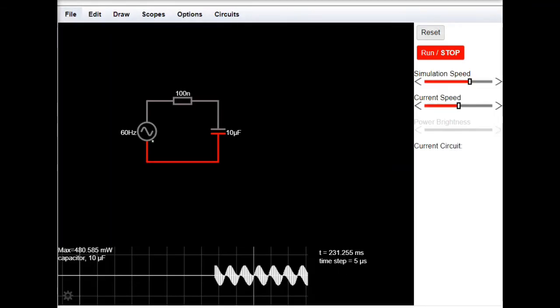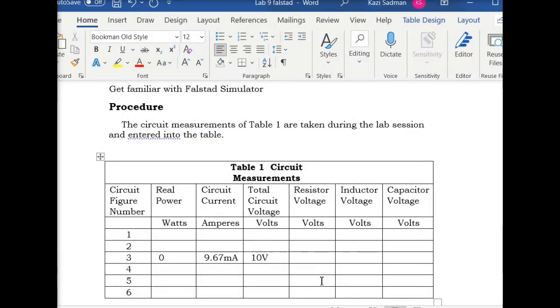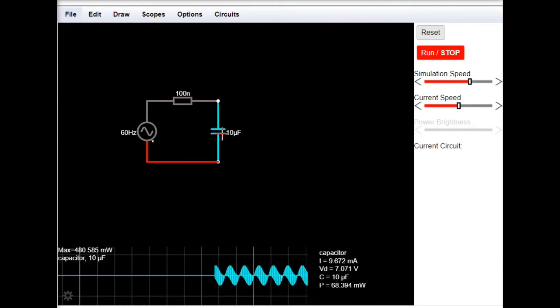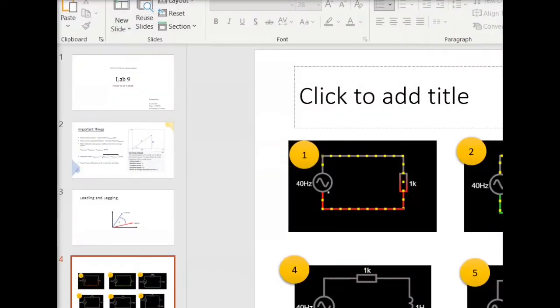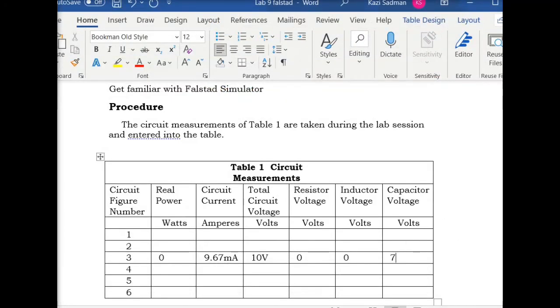If you take a look at that, you're gonna see the maximum voltage is 10 volts. Okay, and now what is the resistor voltage? Even though we have a resistor, the value of the resistance is very, very low, so we are not going to take that into consideration. Inductor value is 0. And then what's the capacitor voltage? The voltage across the capacitor, if I take my cursor on it, just don't click anything, you're going to see VD is 7.071. All right, sorry about that, 7.071.